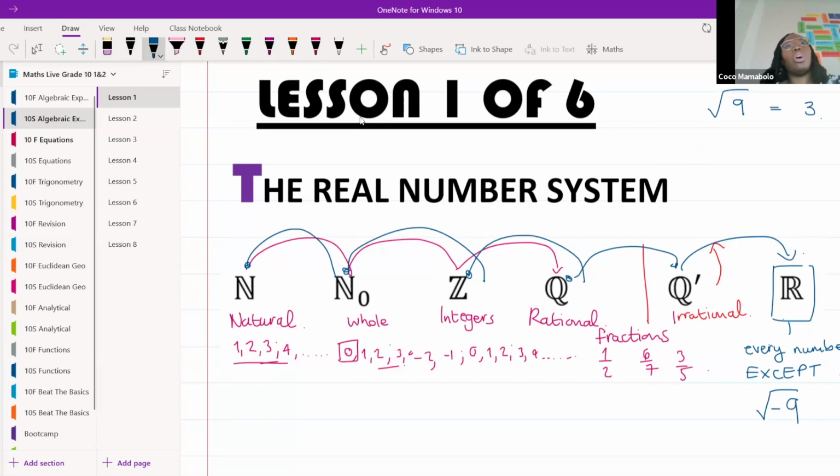I also know that if I take 3 squared, what is 3 squared? What's the answer there? 3 squared is equal to what? Good. 3 squared is equal to 9. Right. Now, what happens if I say to you guys, I want -3 all squared? What is my answer there? What is -3 all squared?